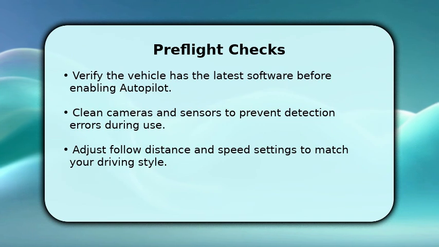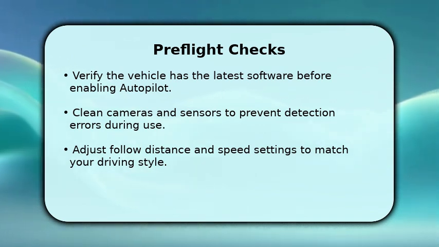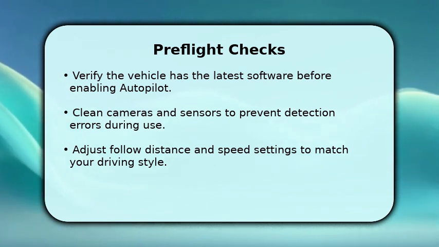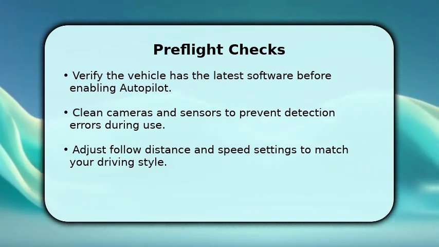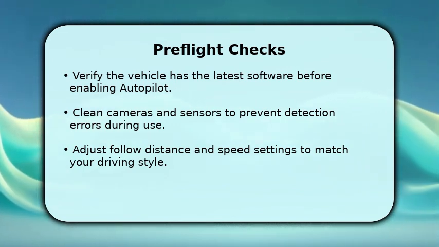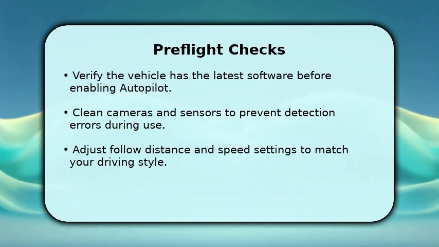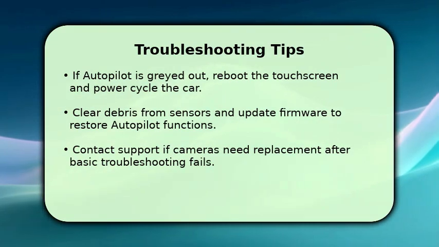Confirm cameras have clear view and clean sensors. Adjust steering wheel position and mirrors for best visibility. Run a short test on a quiet road to verify lane detection and automatic lane changes before relying on features confidently. Common issues include unavailable autopilot due to cameras blocked or calibration incomplete.